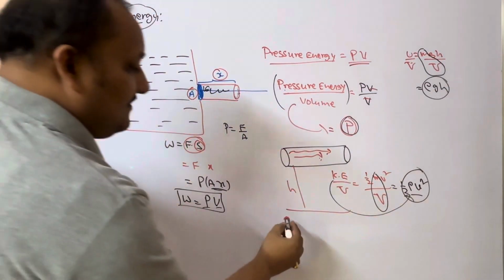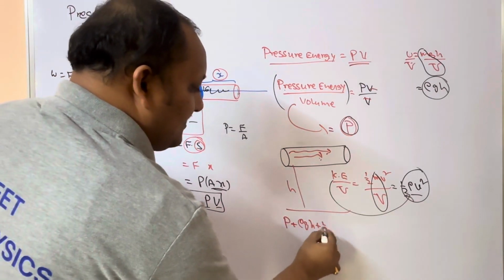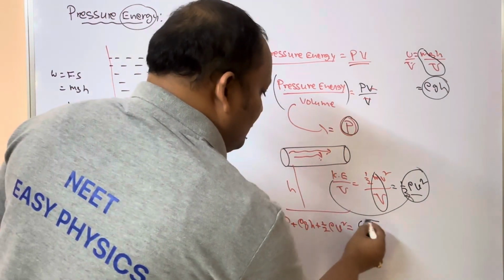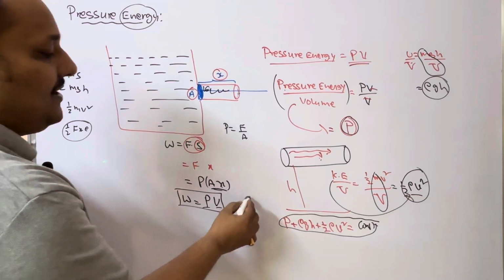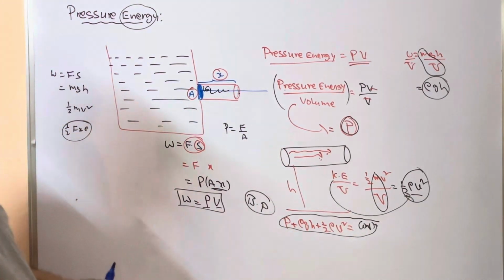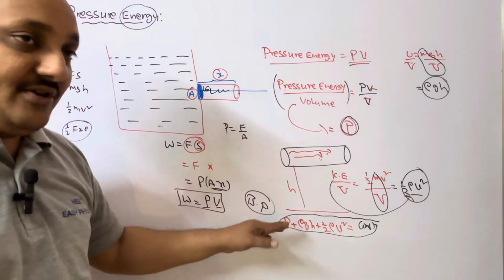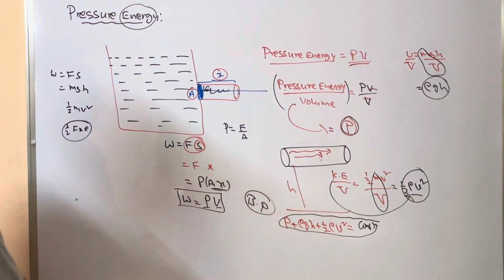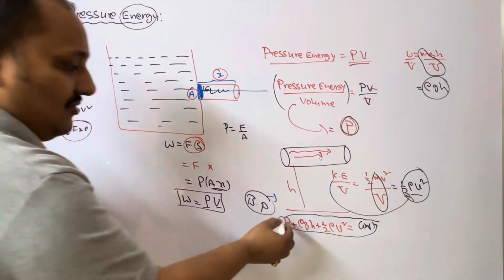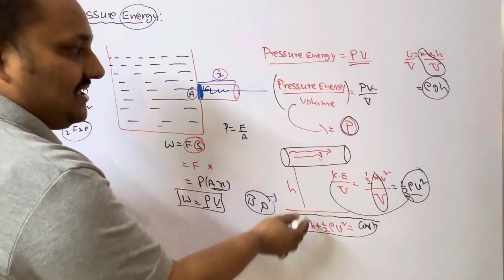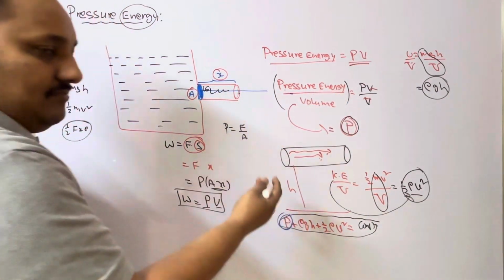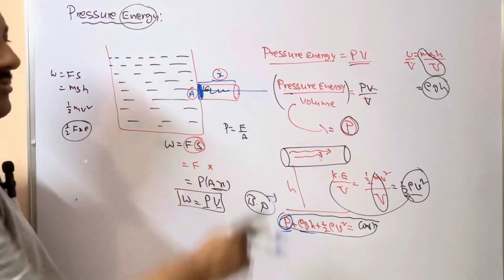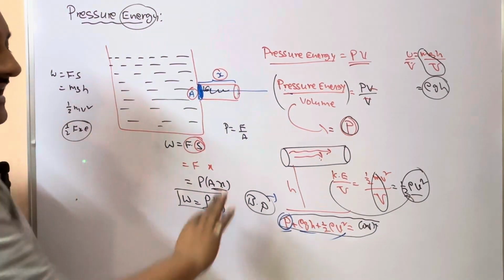The sum of all these, P plus rho g h plus half rho v square, is always going to be constant. Who said this? We call it Bernoulli's principle. According to Bernoulli's principle, the sum of pressure energy per unit volume, potential energy per unit volume, and kinetic energy per unit volume is always going to be constant. What is the significance of Bernoulli's principle? P is pressure energy per unit volume, or pressure also you can say. Rho g h is potential energy per unit volume. Half rho v square is kinetic energy per unit volume.